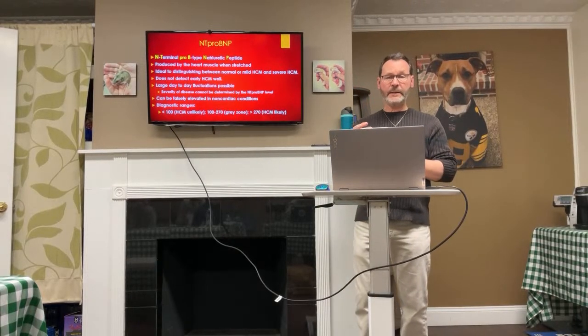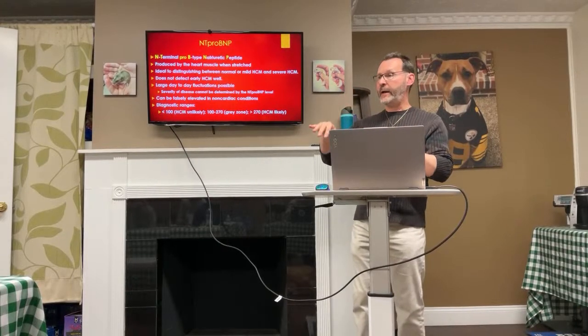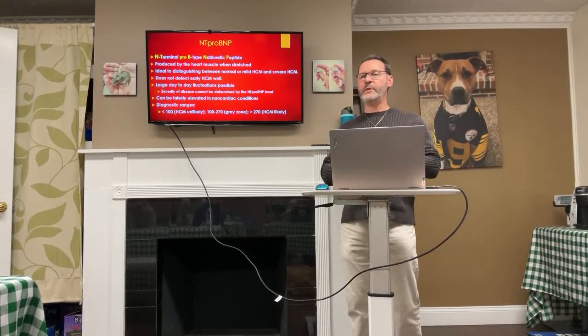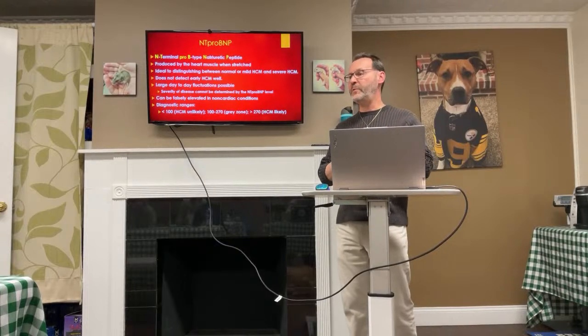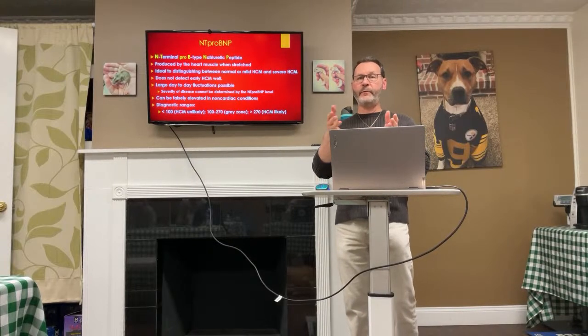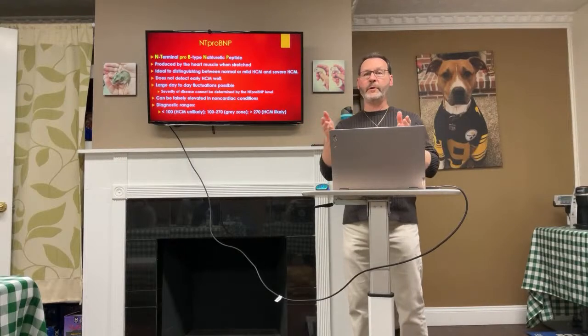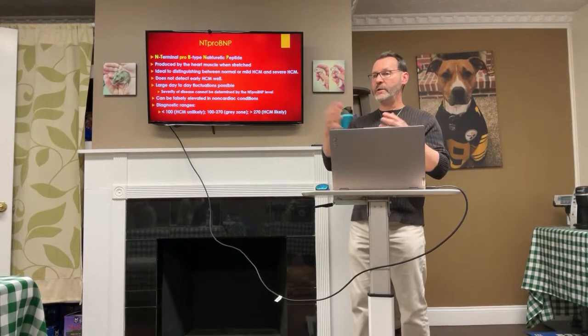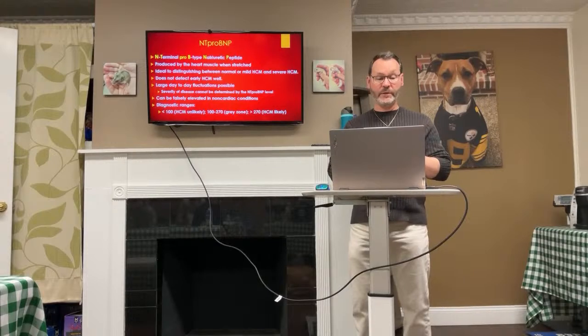It doesn't stay steady either. There's a lot of day-by-day fluctuation. Most of the time it's less than 10%, but there are some cats that can vary as much as 50% per day. So that means that if the NT-proBNP measurement over time looks like it's getting worse, it doesn't always necessarily mean it is getting worse.